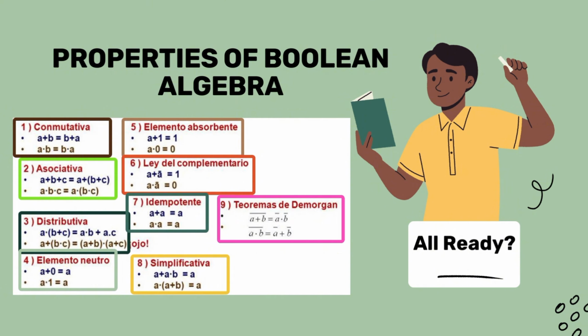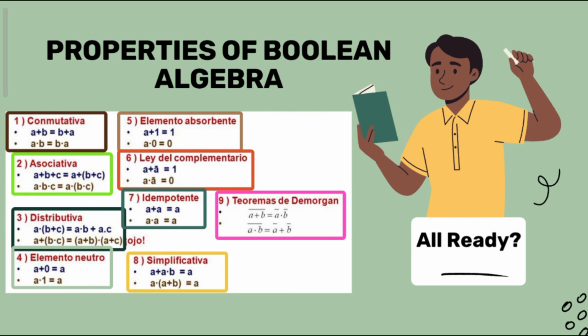The neutral element simplifies when we add with 0 and multiply with 1, leaving only the variable. Absorbing element, any variable added with 1 is 1 and multiplied with 0 is 0. Law of the complement: if they are added we get 1, and if they are multiplied we get 0. Idempotent, adding or multiplying the same variable gives us the same variable. Simplifying, and finally De Morgan's theorems, being both the negative of variables.